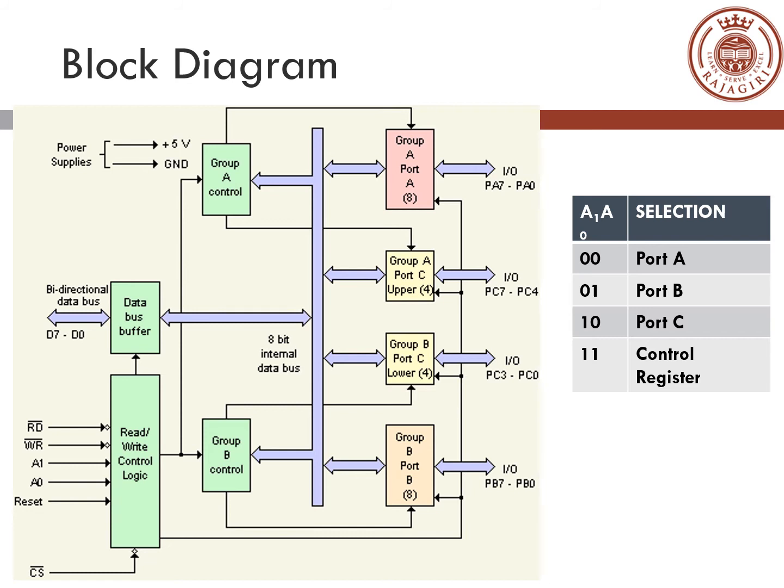The right hand side of the block diagram has the three ports. A and B are 8 bits, and C can be two 4-bit ports. There are separate sub-blocks which generate control signals for port A, called group A control, and separate control signals for port B, called group B control. Group A includes port A as well as the upper part of port C, and group B includes port B as well as the lower part of port C. We also have a chip select used for addressing this chip, reset, power, and ground.